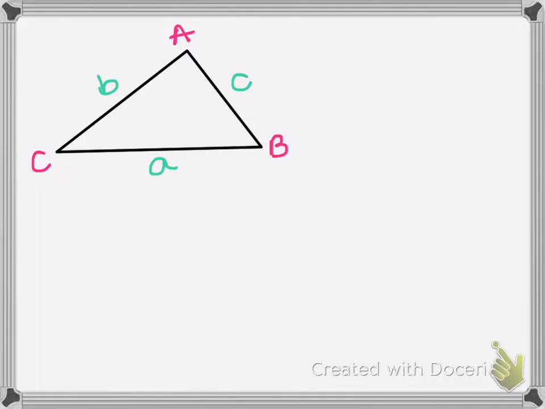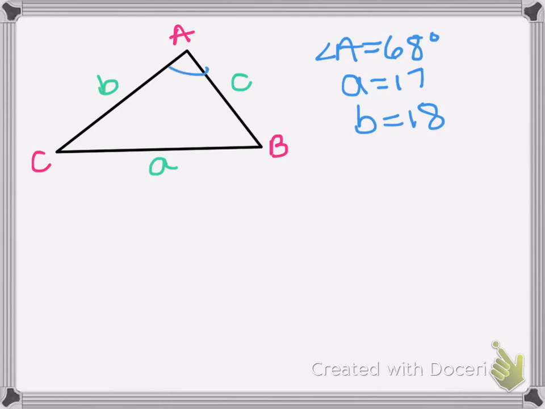Okay, this video is going to highlight ambiguous case scenarios with law of sines. So let's say, for example, that this problem was given to you and that angle A was 68 degrees, side A was 17, and side B was 18. If I had a visual, this is 68, this is 17, and this is 18.